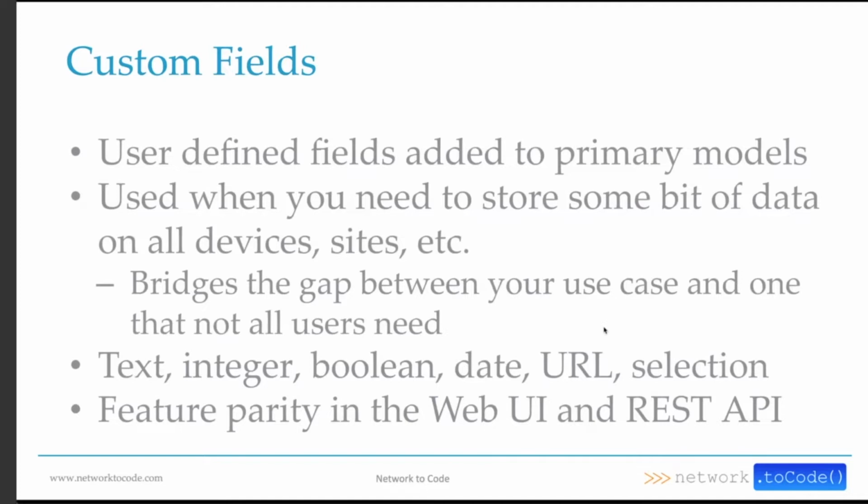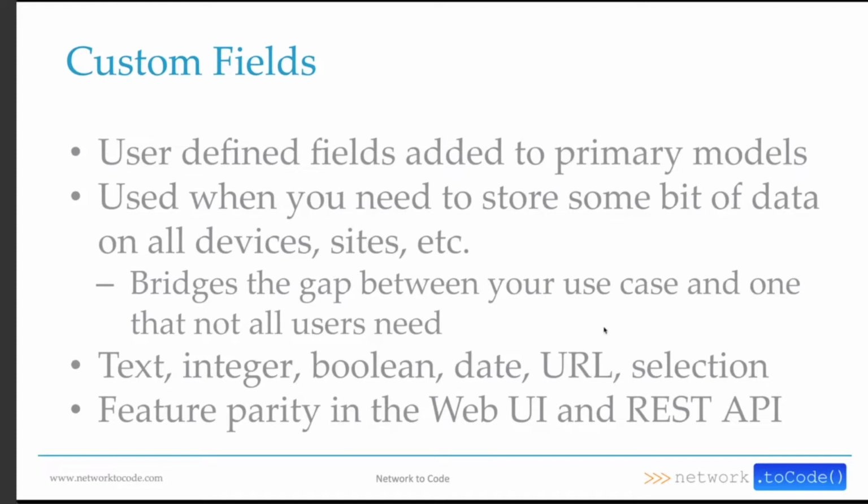So you can bridge the gap between your use case and perhaps the fact that that use case isn't ubiquitous enough within the NetBox community that those types of fields are not already included on the models. And we have the data types that you might expect here. You can do text fields, integers, booleans. We do URLs, and then selections are like drop-down menus.